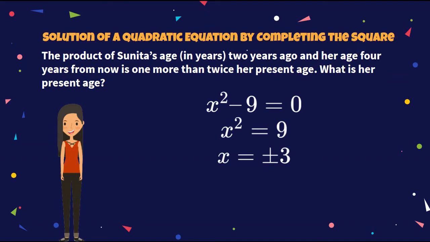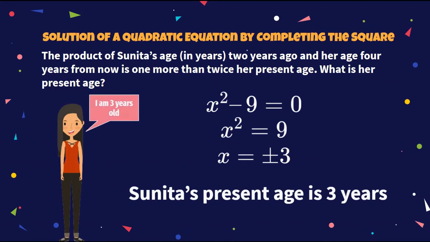So why is it plus or minus 3? Minus 3 into minus 3 would be 9, and also plus 3 into plus 3 would also be 9. So we'll get the value of x as plus or minus 3. So we can also say that x is equal to 3 or x can also be minus 3. Since the age will always be a positive number, x should be equal to 3 compulsorily in this question, because ages cannot be minus anywhere. So Sunita's present age would be 3 years.